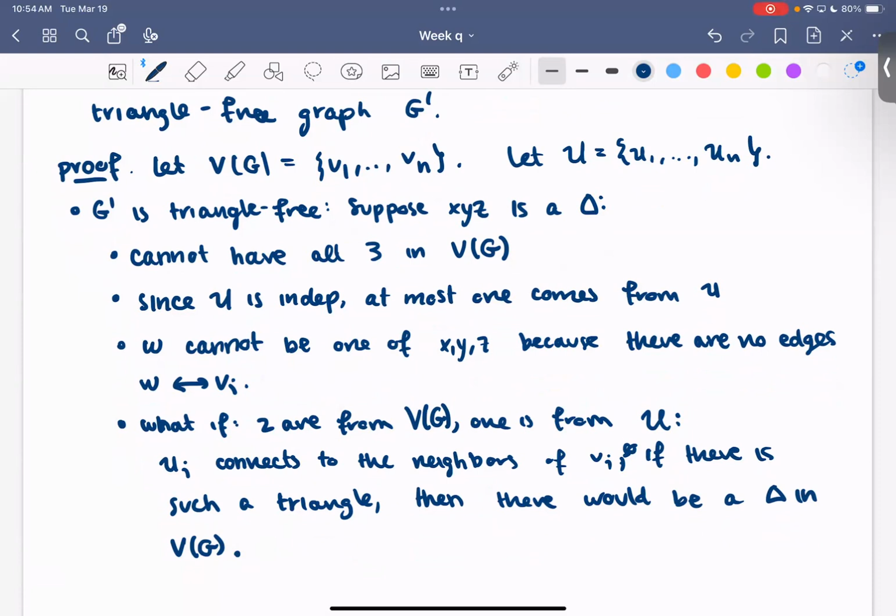Okay, does that make sense? Are there questions about this part? Do you say that there was a triangle in V of G, or just say that there was a triangle in G? And then that's the contradiction, or does it not really matter? I guess a triangle, yeah, I'll just say that there's a triangle in G. I think that makes more sense. Yeah, good. Other questions?